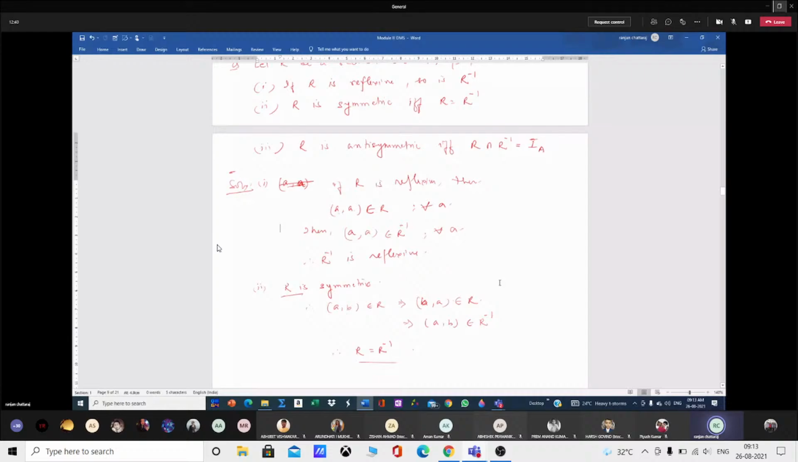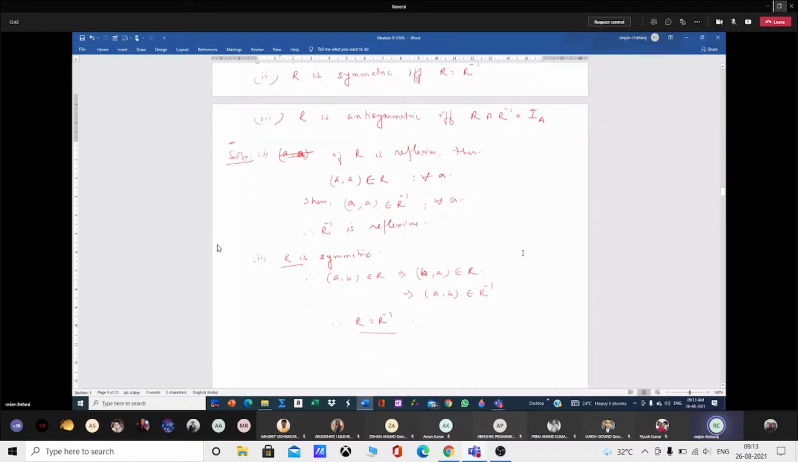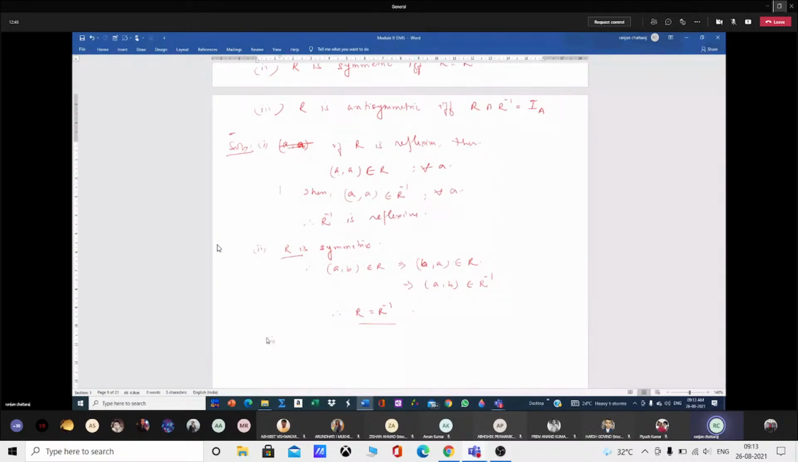Transitive, anti-symmetric. Anti-symmetric, how do you prove this one? Suppose (a, b) belongs to R. How do you prove that the intersection of R and R inverse is contained in I_A?